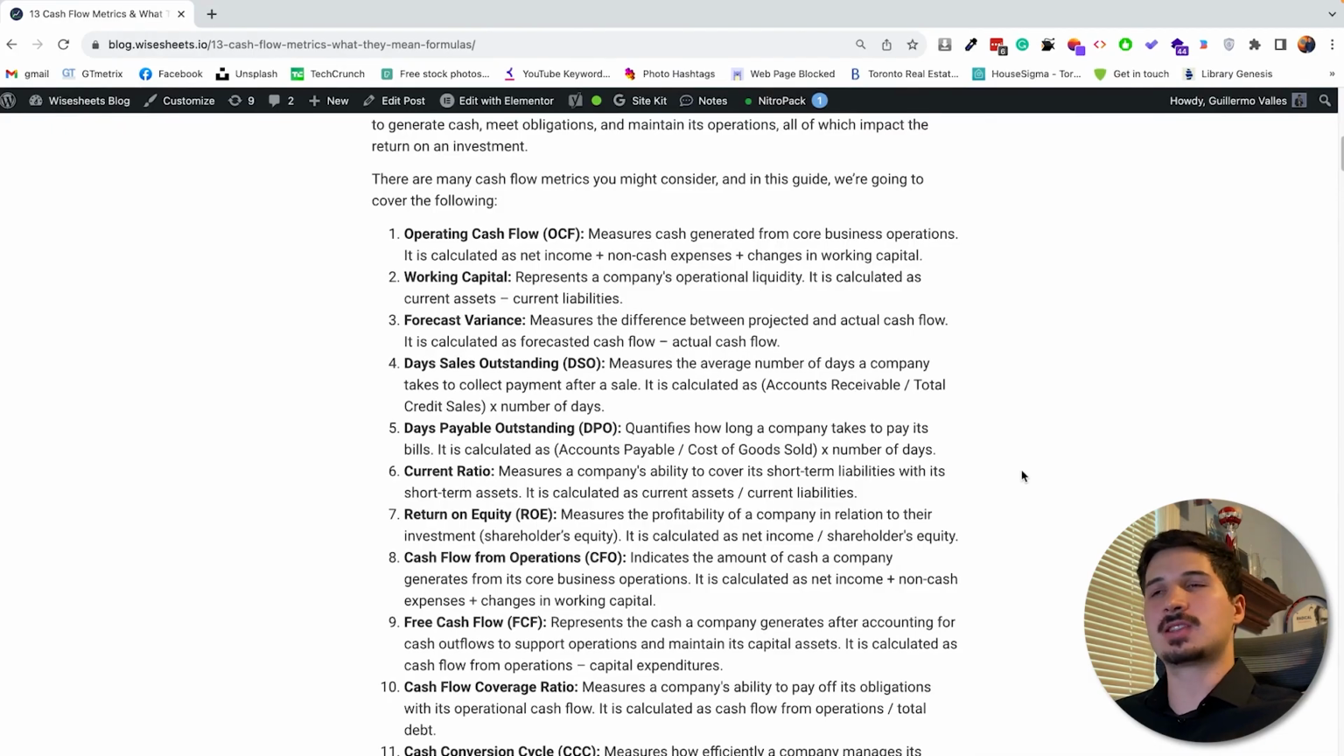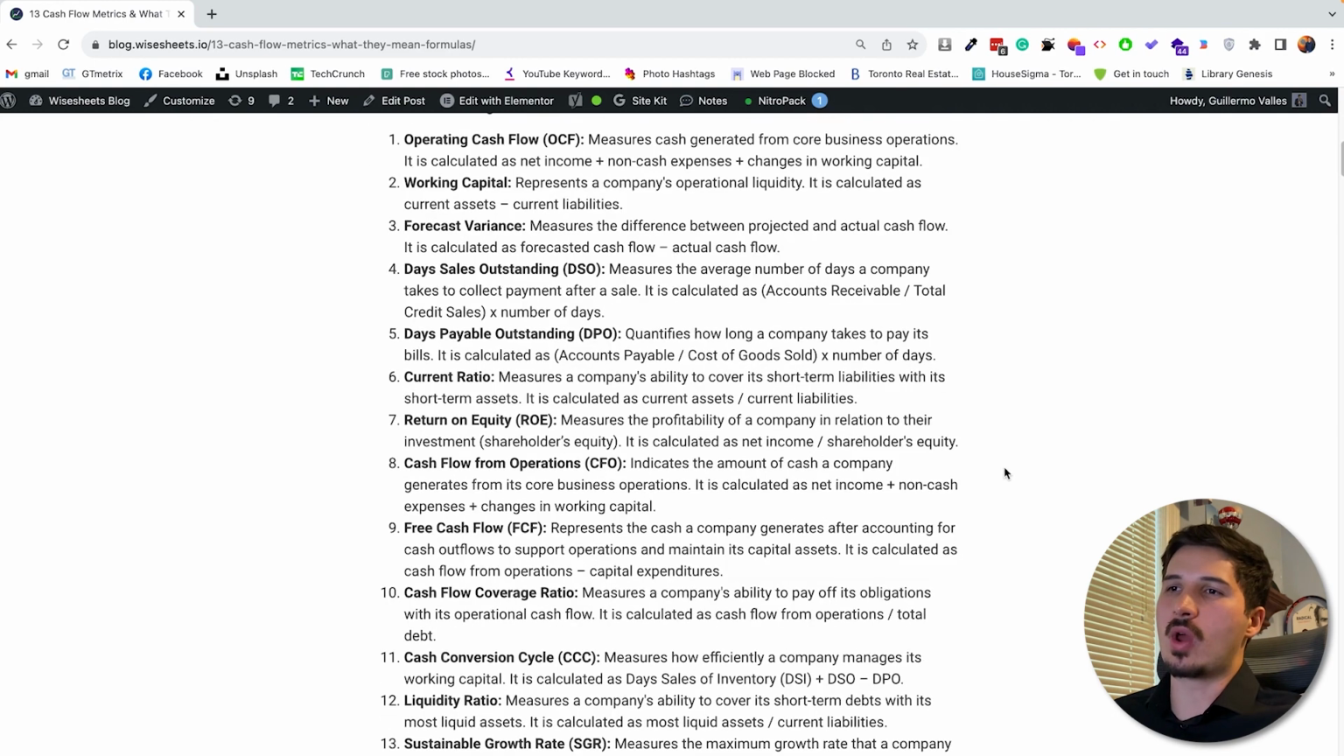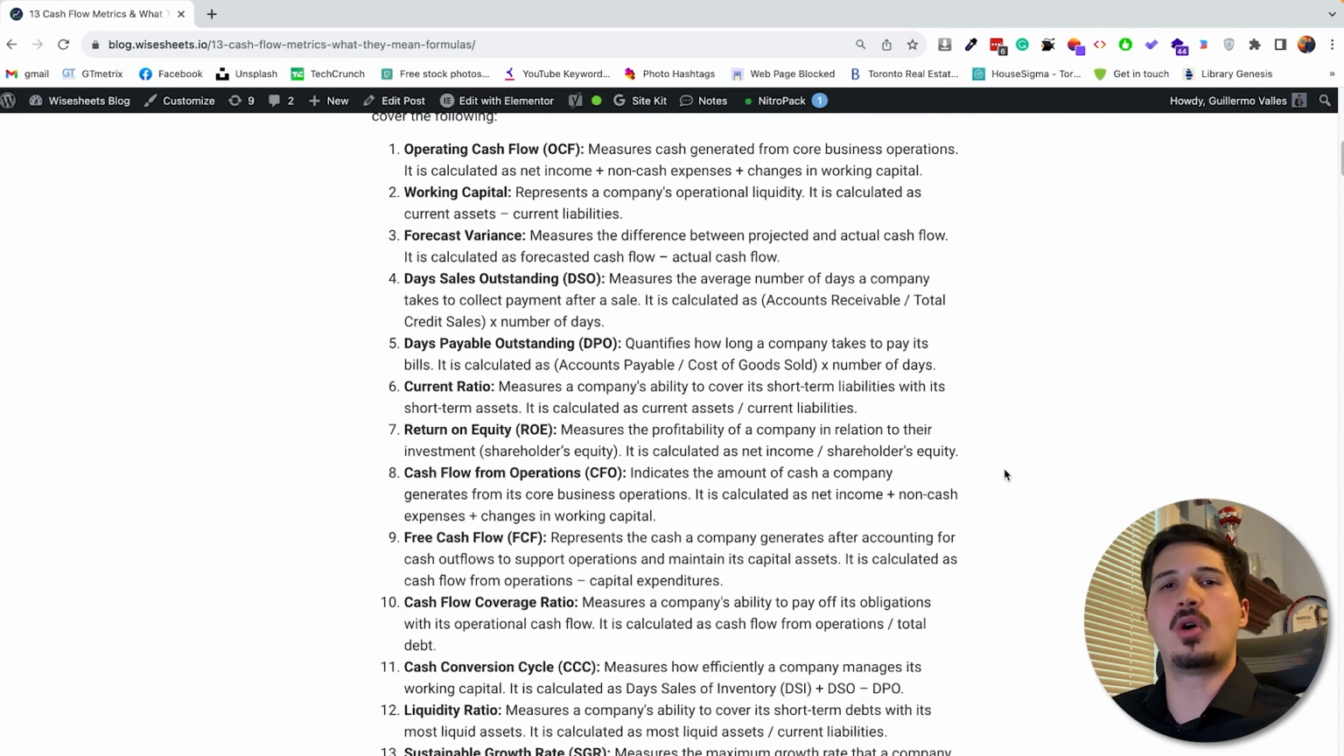Okay, so as you can see, here's a list of the 13 cash flow metrics that I recommend that you look at when you're analyzing a particular company. What I want to do is walk you through each of these metrics, show you the most important things that you need to know about each one, and I also want to show you practical examples of where you can find this information in the cash flow statement and also the other financial statements, and also how you can analyze it and draw meaningful conclusions from this information.